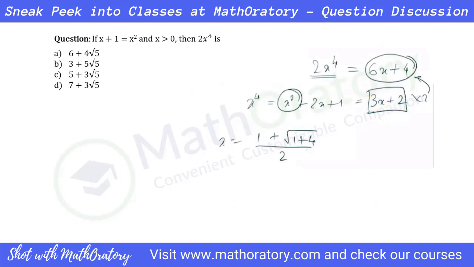So 6x plus 4 is 6 into this entire thing. So this is 1 plus root 5 by 2. So 6 by 2 is 3, plus 6 into root 5 by 2 is 3 root 5, plus 4. So that is 7 plus 3 root 5. So option D. That is the answer. You can put it there and figure it out, but this kind of thing, it should happen mentally.